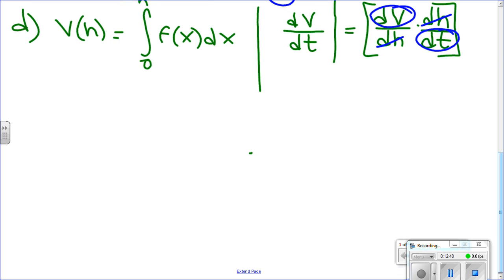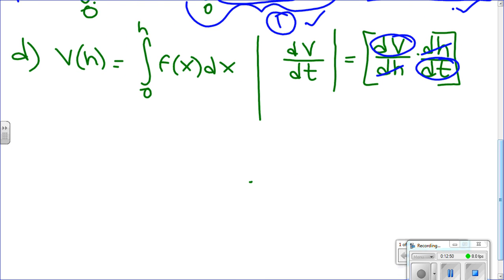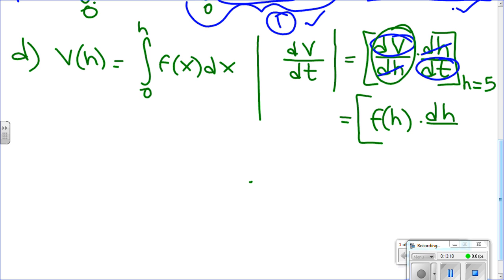Can you go over that part again? Let me finish it and then we'll retrace. Okay. So, if we do this at h equals 5, then it's going to take us to this part right here, which is going to be the function at h, and then this part here is still dh over dt, and we want that when h is equal to 5.